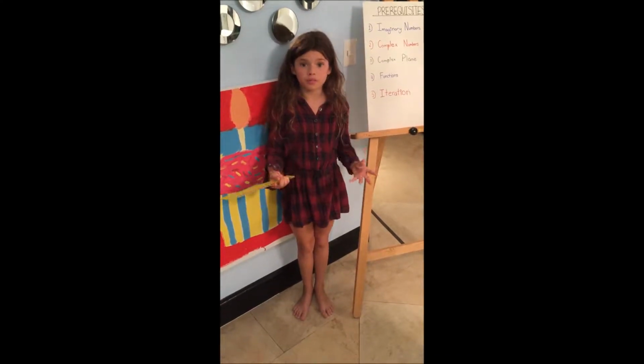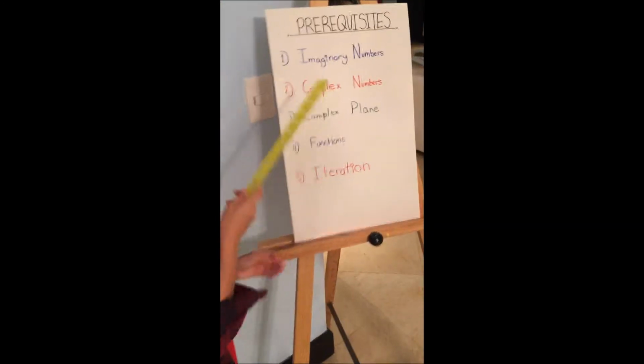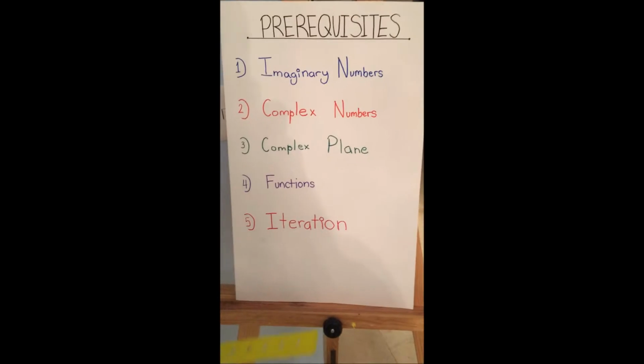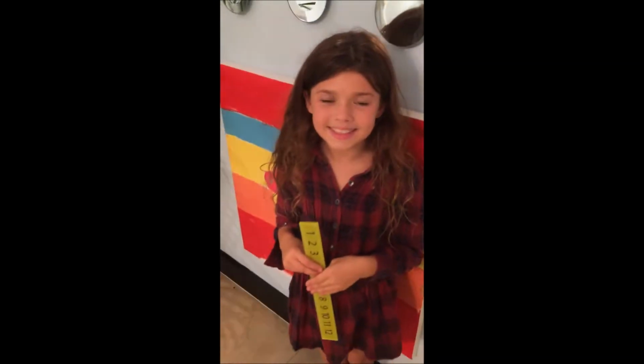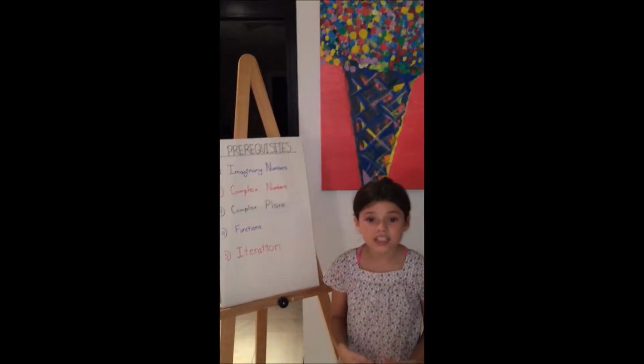Okay, what are the prerequisites we will be learning in this video? In this video we'll be learning imaginary numbers, complex plane, functions, which is my favorite, and iteration. And today, the first one, the imaginary number. Okay, the imaginary number is i squared equals -1.